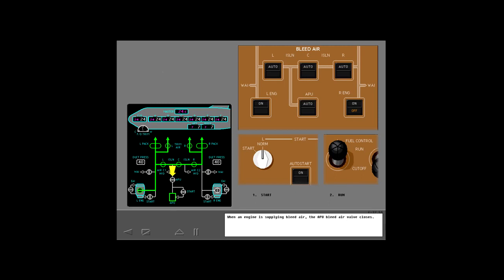When an engine is supplying bleed air, the APU bleed air valve closes. The APU bleed air off light remains extinguished when the APU bleed switch is in auto and the bleed valve is performing its normal automatic operation. Now touch the green arrow to watch as the right engine is started for you.